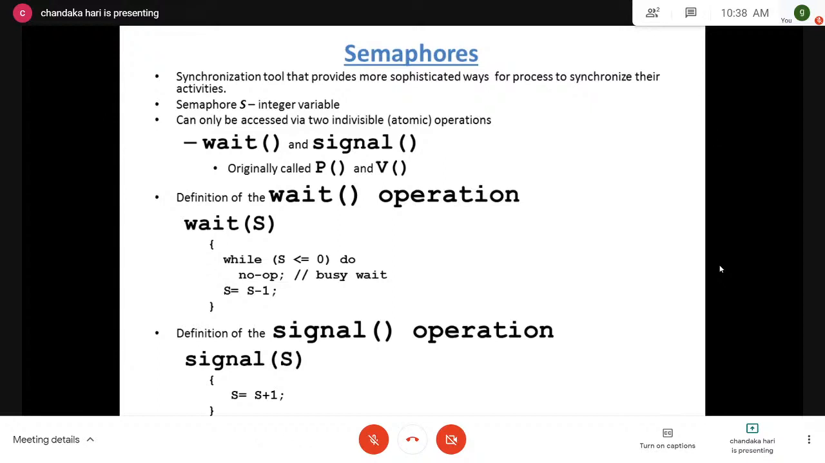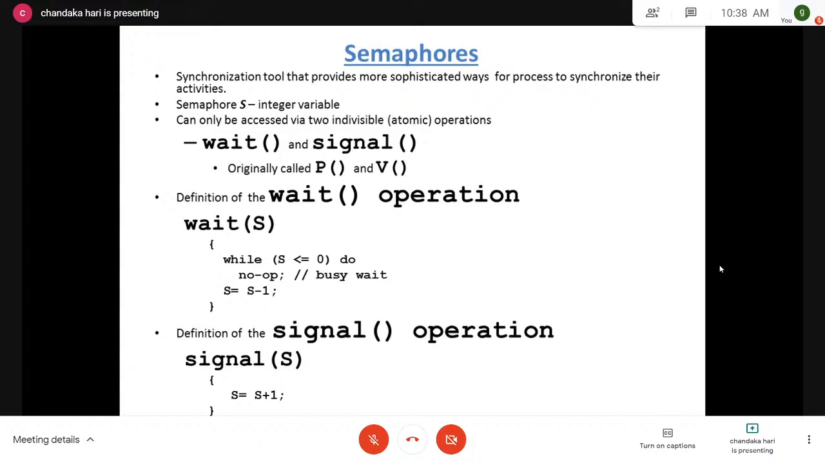Once process P1 has completed its task, it tells the operating system that its task is done. Immediately, the operating system changes the semaphore value from 0 back to 1 and gives a signal to process P2 to come: you can use this particular variable now.